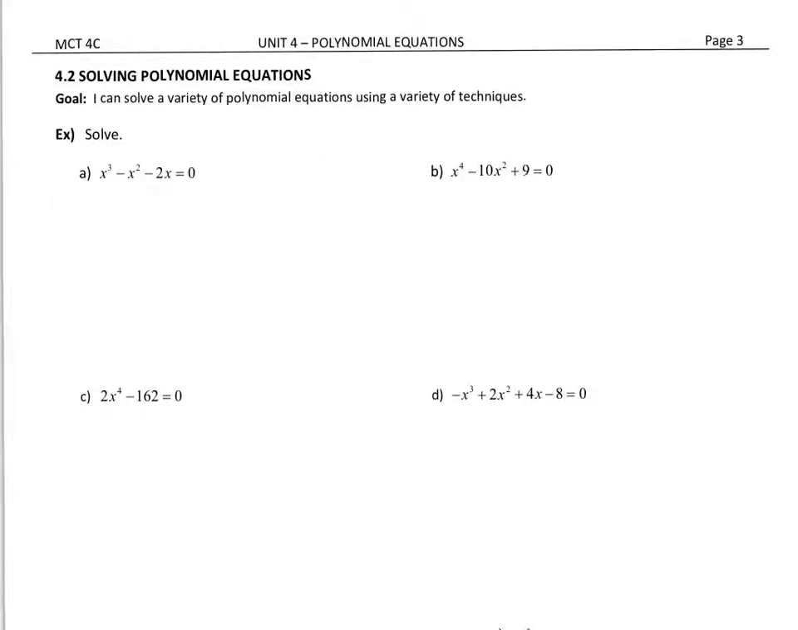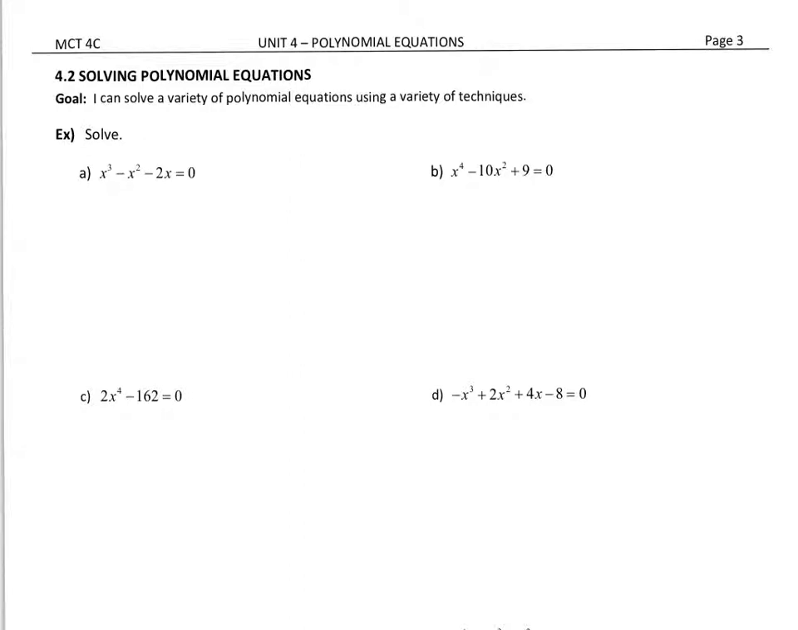In the first lesson of solving our polynomial equations unit, we looked at solving quadratic equations and looked at about 3 different methods of how we can solve a quadratic equation. We're going to use mostly factoring in general for solving polynomial equations.